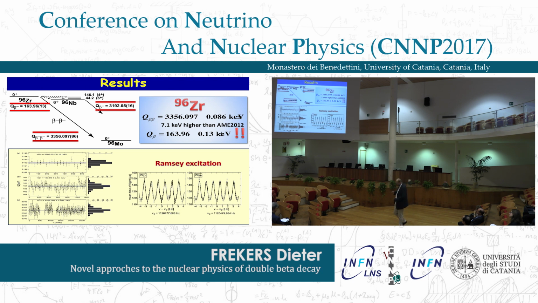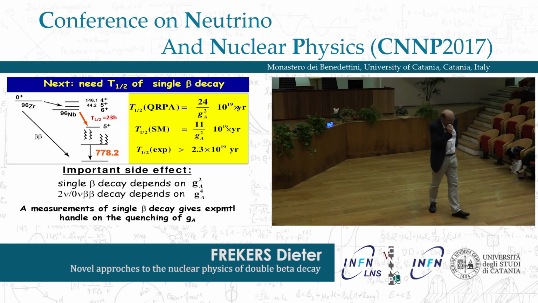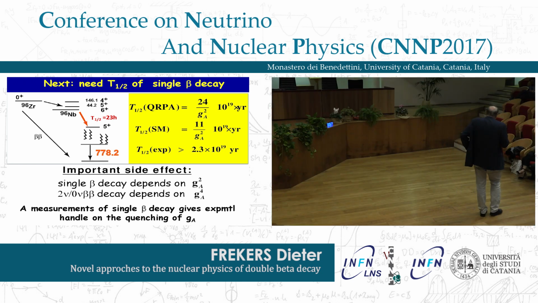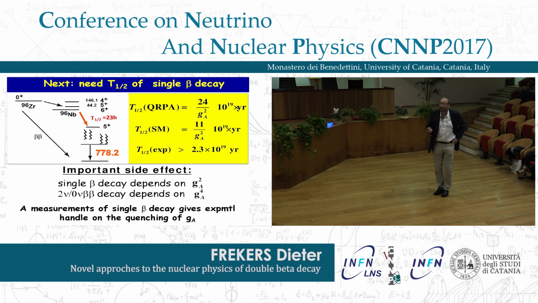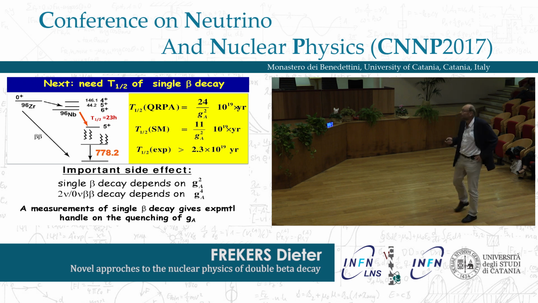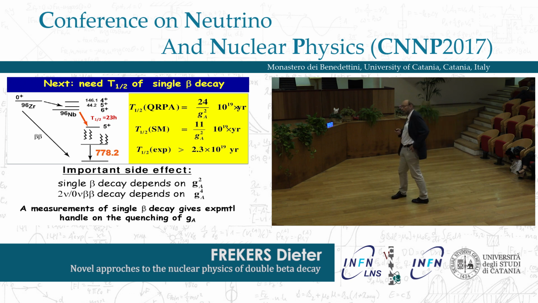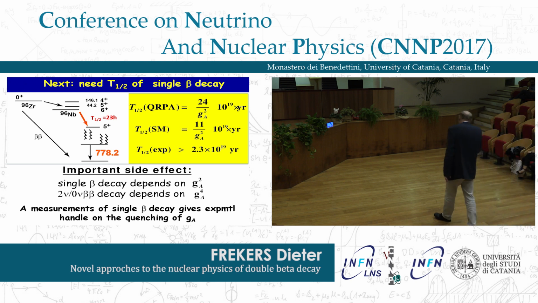Klaus Blaum showed you these Ramsey time of flight measurements. I don't want to go into this. Okay, once you have the Q value, the next thing you have to look for is the half-life. So the half-life is predicted by the QRPA to be 24 divided by GA squared, 10 to the 19. By the shell model, 11 divided by GA squared, 10 to the 19. So the shell model and the QRPA differ by more than a factor of 2. This is worrisome. For me, this is worrisome because they calculate the same thing.